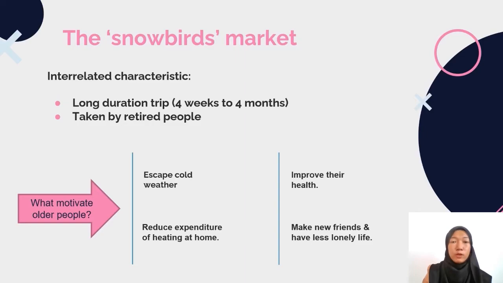What motivates older people? First, they want to escape cold weather. Second, they want to reduce expenditure on heating at home. Third, they want to improve their health. Fourth, they want to make new friends and have a less lonely life.